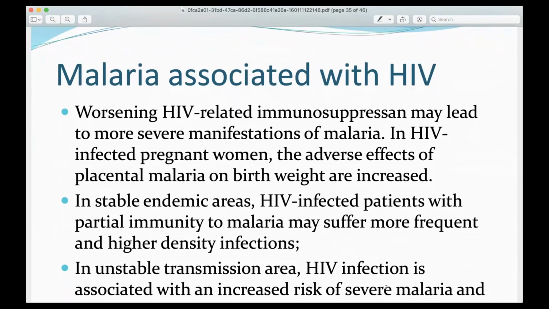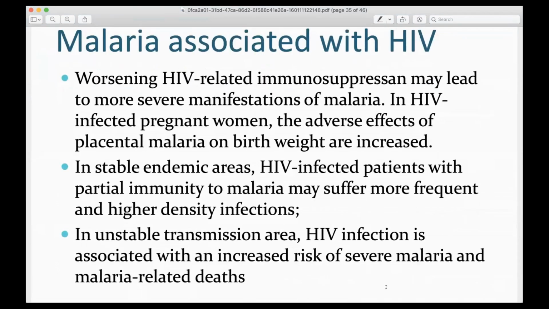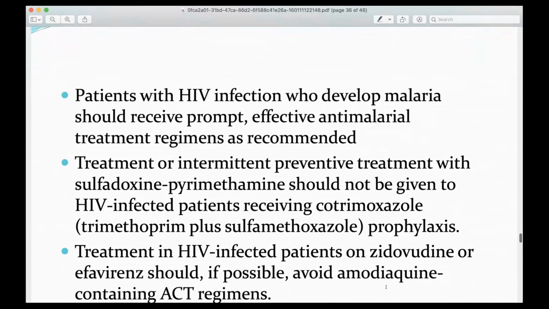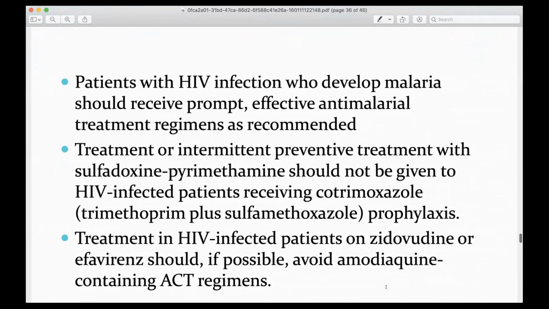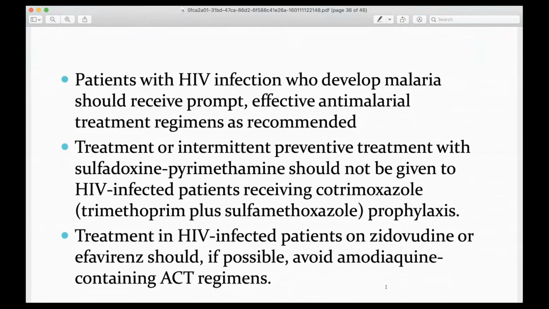And this is a special group of patients: malaria associated with HIV. Why is it a special group? They are all already on different antiviral drugs. Also, there is an unstable transmission area for HIV infection, and it makes the reaction more complicated. They need prompt treatment, otherwise they develop much more complications.